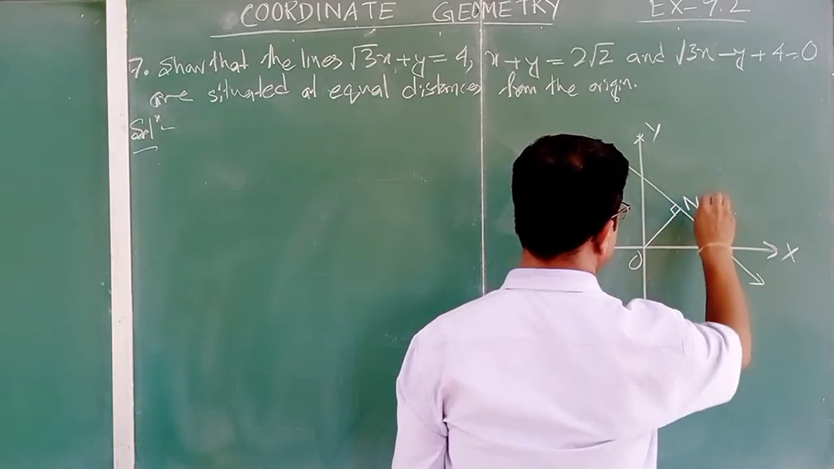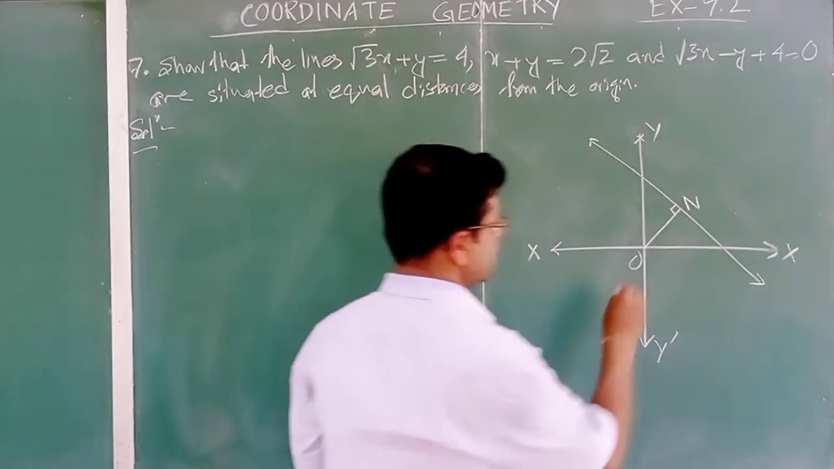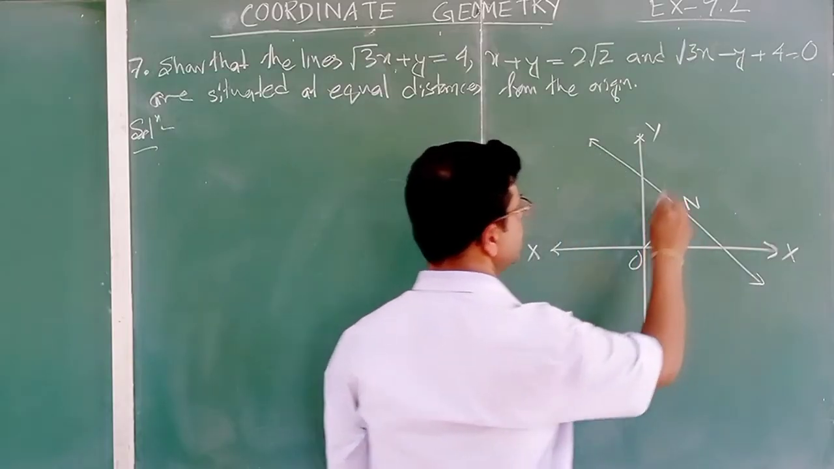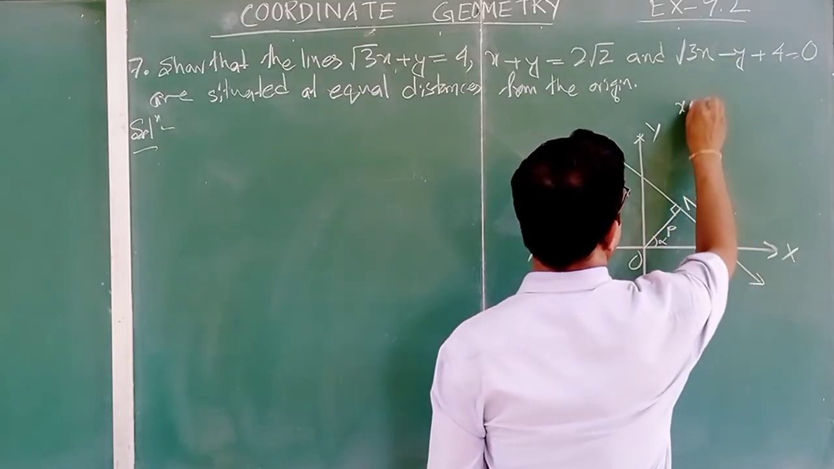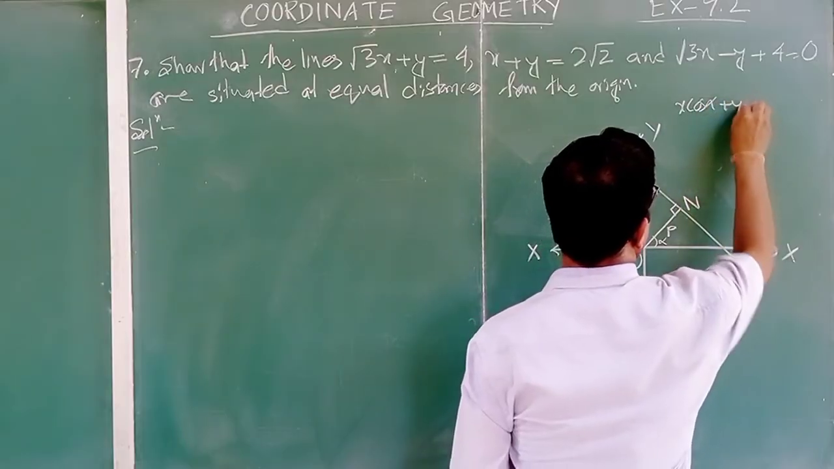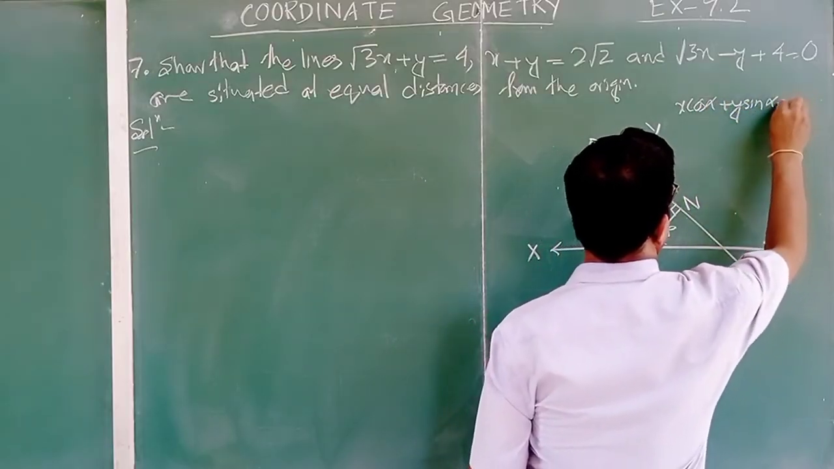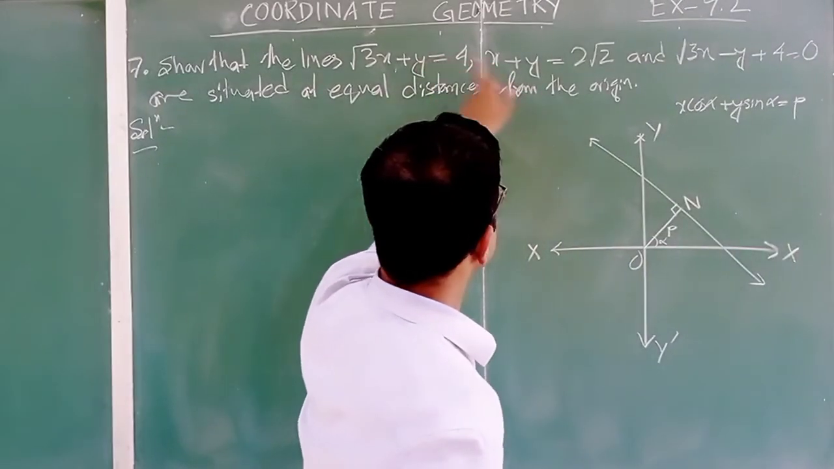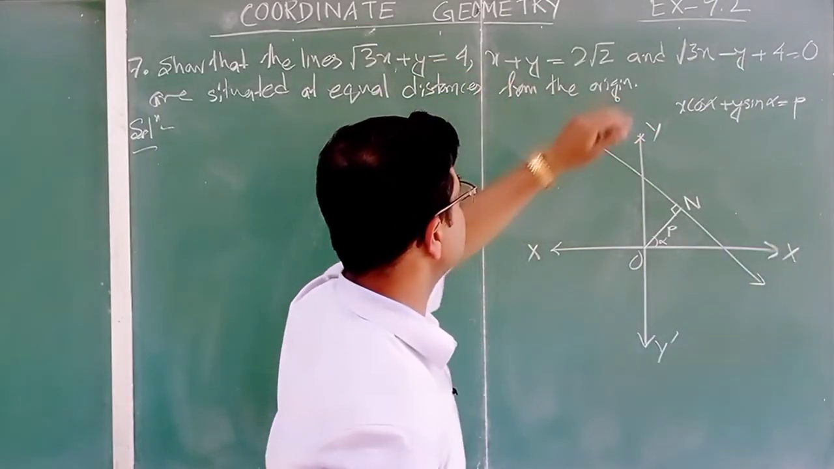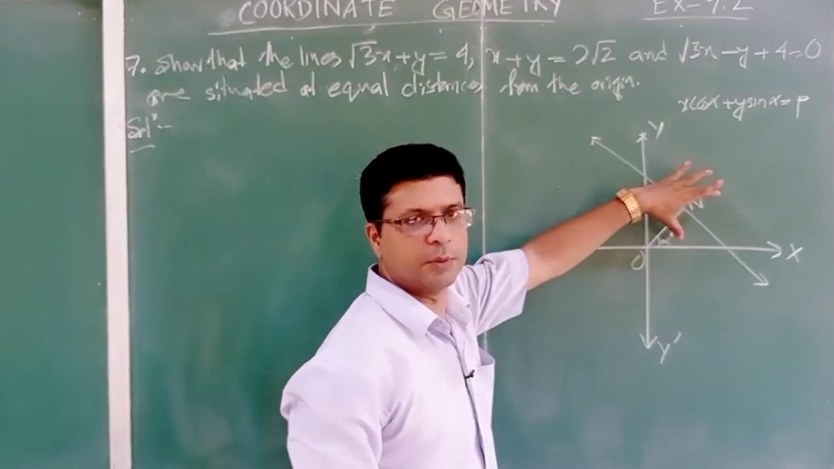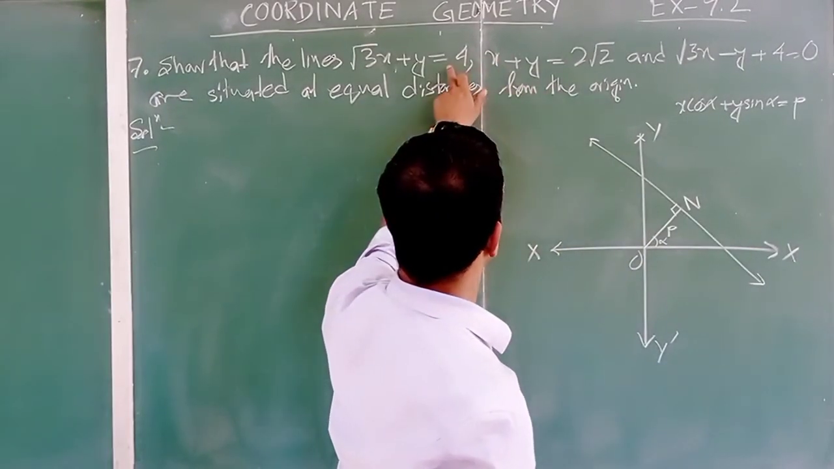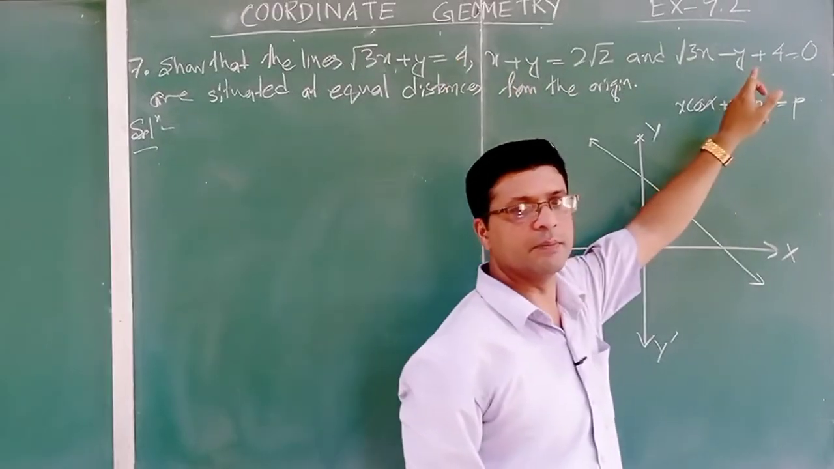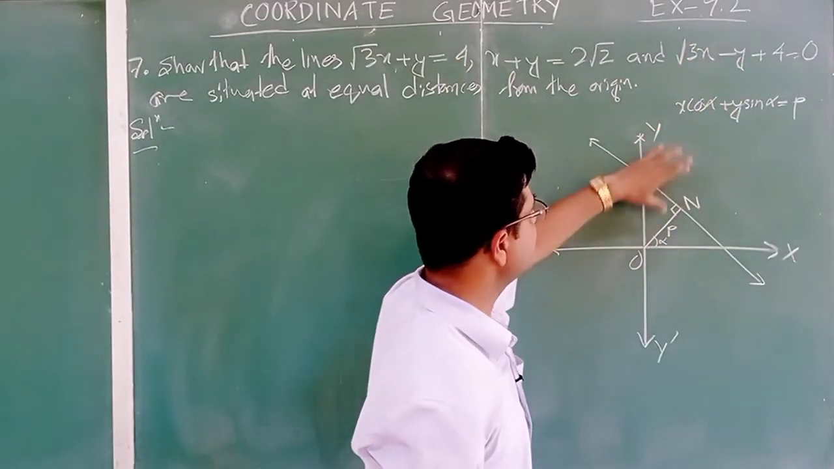Suppose this is n, the normal. This length is p and this angle is alpha. So what is the form of the equation in the normal form? x cos alpha plus y sin alpha is equal to p. Here the question is, for all these three straight lines, or for all these three equations, we have to show that these distances are equal. That is, the perpendicular length, or the length of the normal, is the same in each case. So let us find p in all the cases.